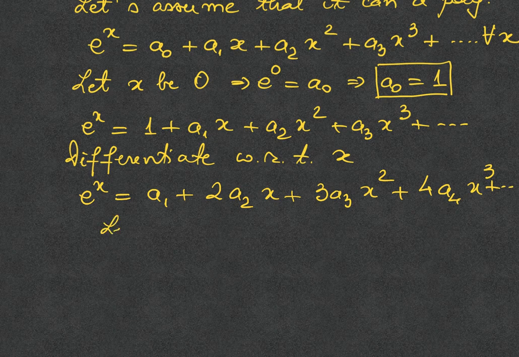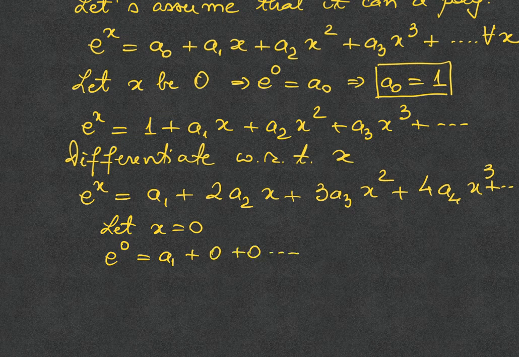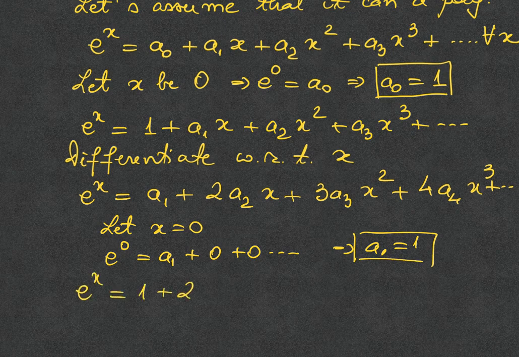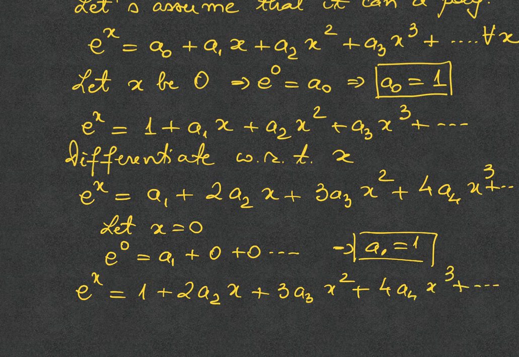So now, as you can imagine, I will put again x equals 0. It's a trick to help me find a1. So e to the power of 0 is a1 plus 0, all these terms are 0. So a1 is 1 itself. Therefore, e to the power of x is 1 plus 2a2x plus 3a3x squared plus 4a4x cubed plus and so on.